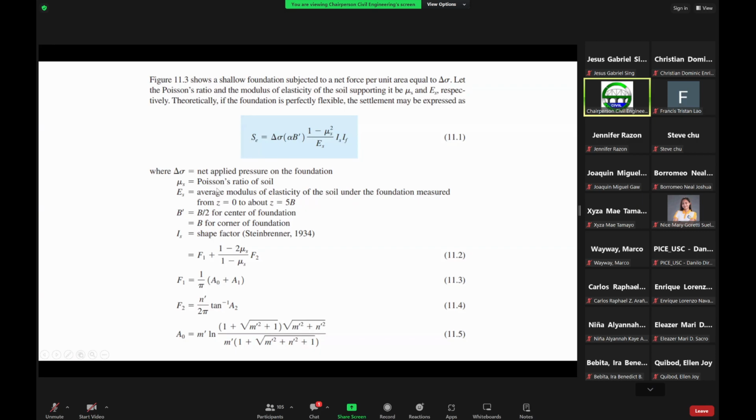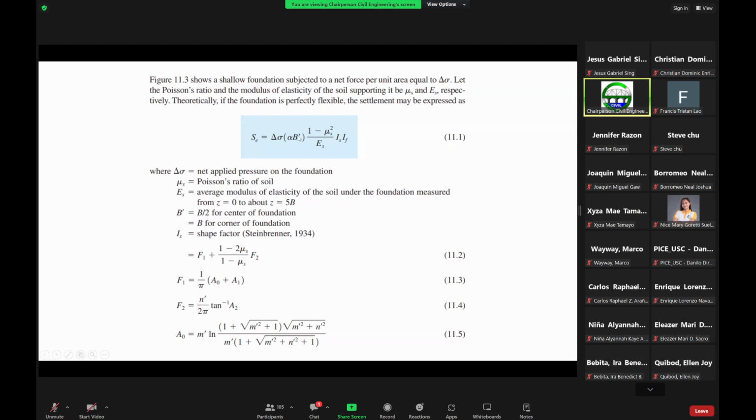And then mu sub s is the Poisson's ratio. That's this one here. Then E sub s is the average modulus of elasticity of the soil under the foundation, measured from Z equal to 0 to about Z equal to 5B, or 5 times the width of the foundation. So depending on the evaluator, you can sometimes consider 2B or 3B or 5B. It depends.